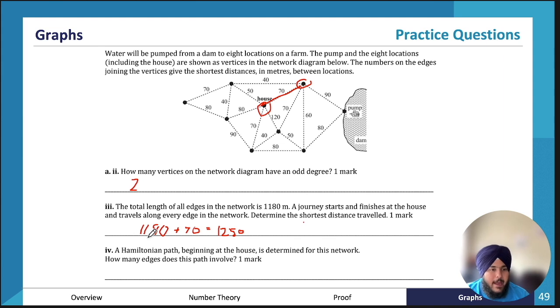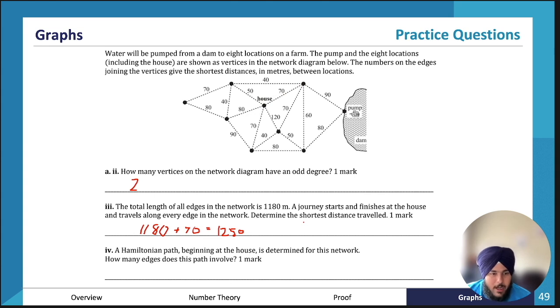Okay. IV, a Hamiltonian path beginning at the house is determined for this network. How many edges does this path involve? What is a Hamiltonian path? Well, a Hamiltonian path is basically something that's going to visit every single vertex exactly once.